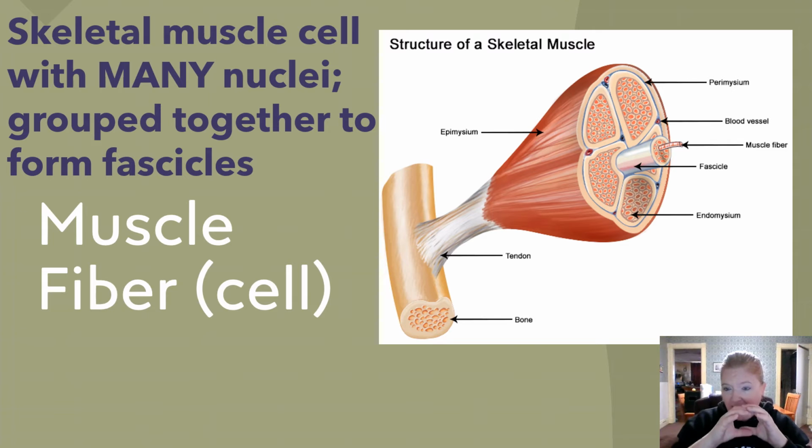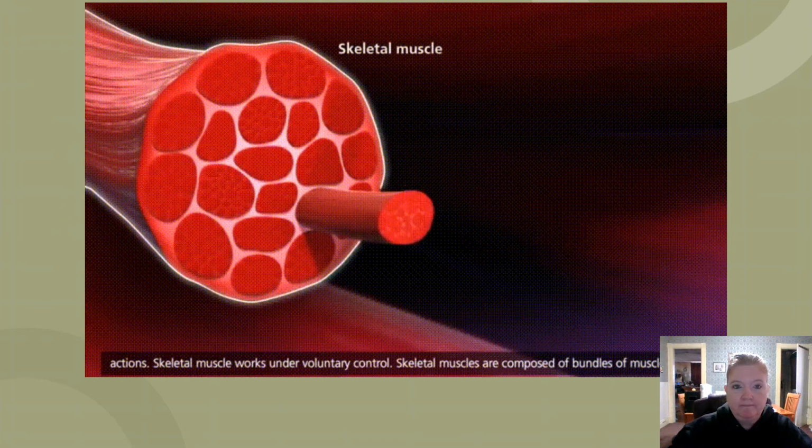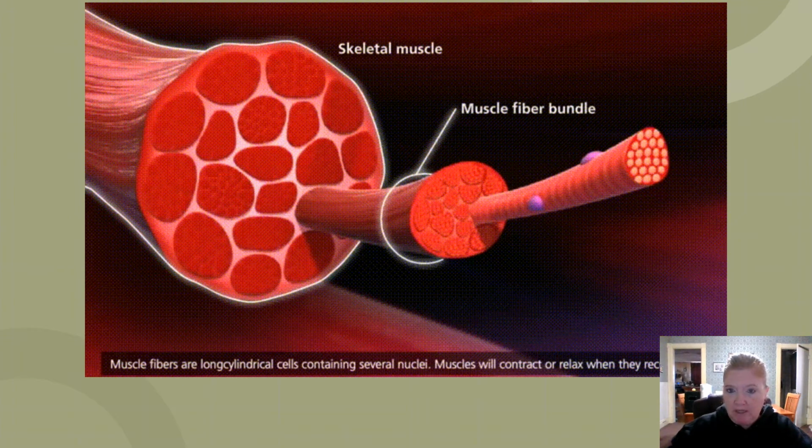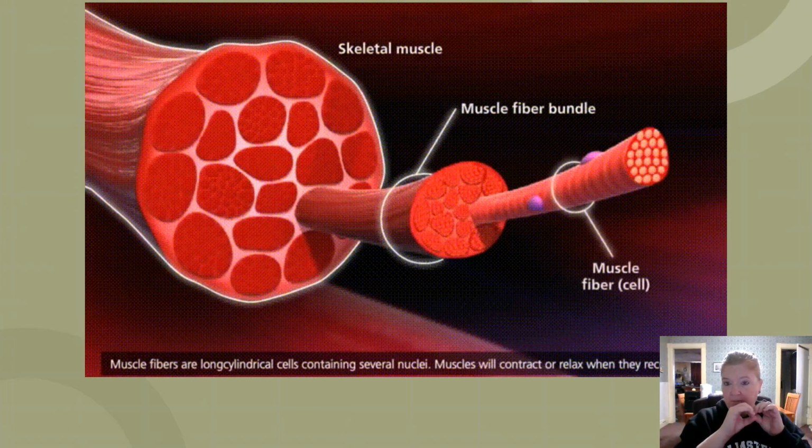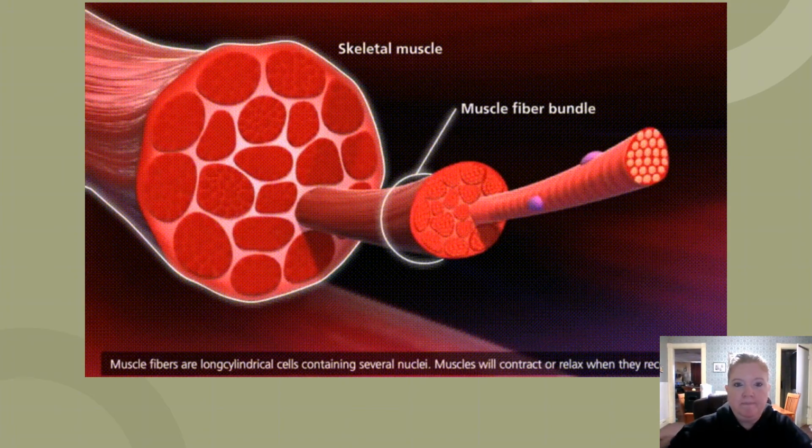Now, within the fascicle, we have muscle fibers. That's a cell. So a muscle cell is a unique shape. It's this long, kind of cylindrical shape. And a skeletal muscle cell or fiber has many nuclei, and they group together to form those fascicles. All right, so here you can see the muscle, the fascicle, the fiber. So the whole skeletal muscle, that's a fascicle, there's the fiber. Okay, skeletal muscle, fascicle, fiber.